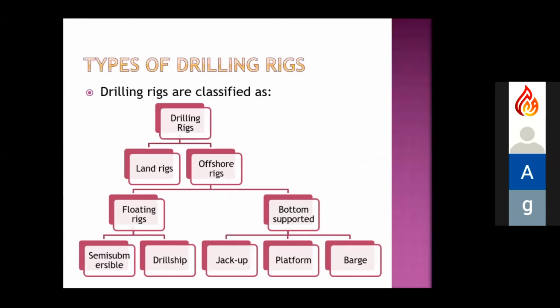Now, drilling rigs. Drilling rigs are classified as land rigs and offshore rigs. Offshore rigs have two types: floating rigs and bottom supported. The floating rigs are of two types: semi-submersible and drill ship. The bottom supported are of three types: jackup, platform, and barge. But for the mud engineer, this is not important, because mud engineering is the same regardless of rig type, onshore or offshore, bottom supported or floating. Mud engineering is the same in all rigs.